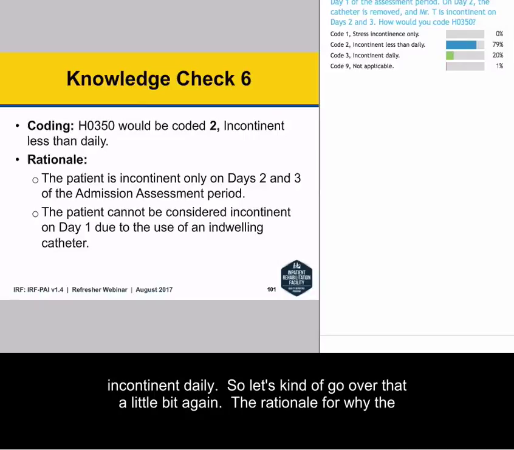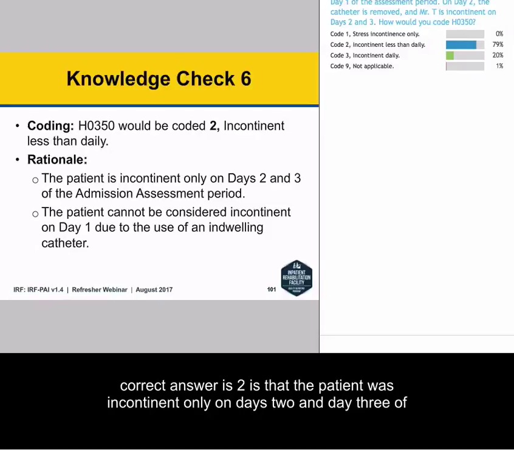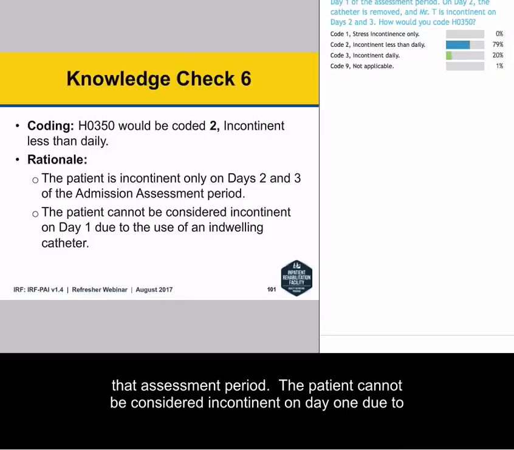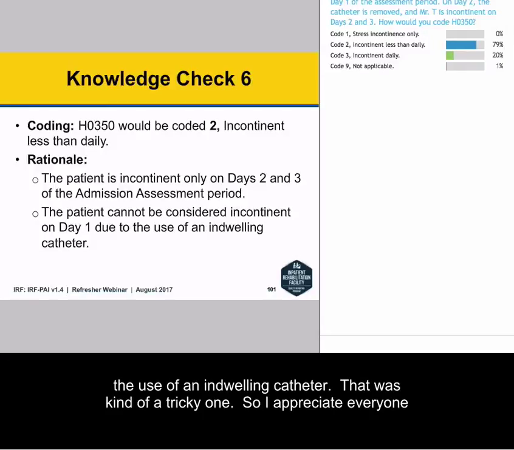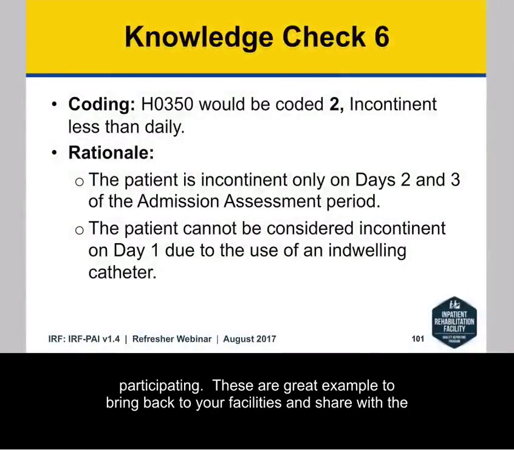So the rationale for why the correct answer is 2 is that the patient was incontinent only on days 2 and 3 of that assessment period. The patient cannot be considered incontinent on day 1 due to the use of an indwelling catheter. That was kind of a tricky one, so I appreciate everyone participating. These are great examples to bring back to your facilities and share with the other folks on your team. They're great test questions for competency as well.